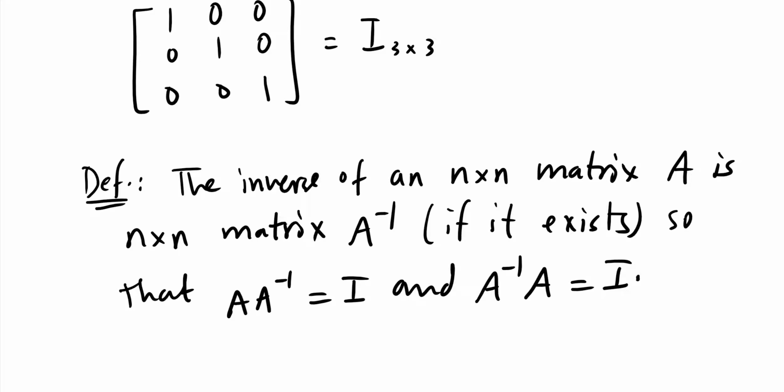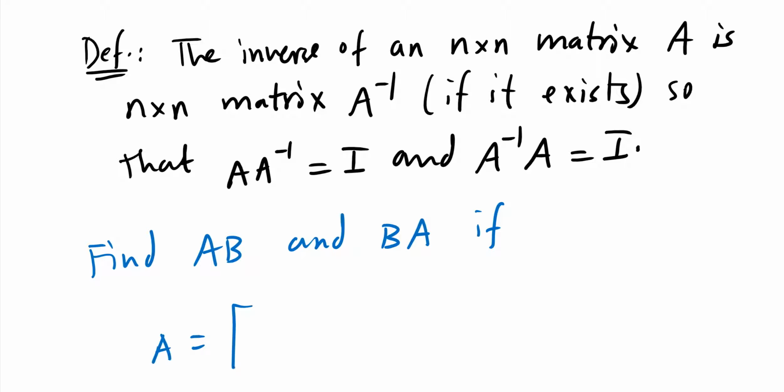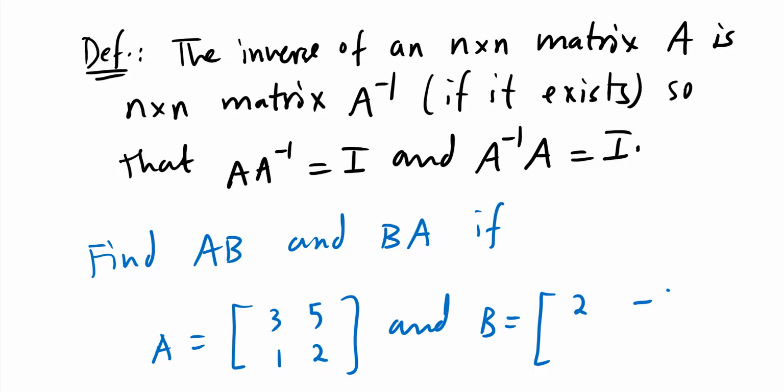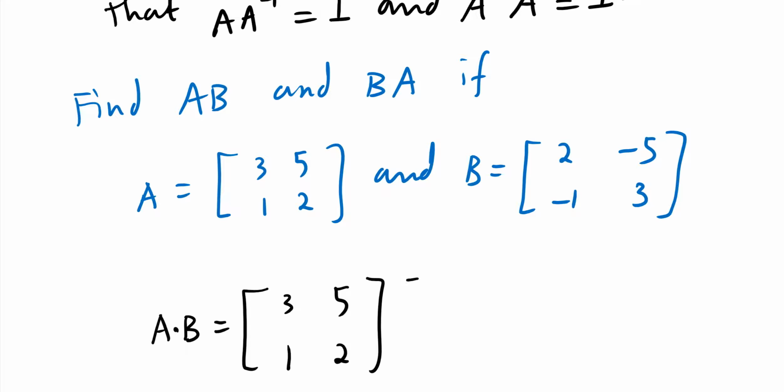Let's look at an example. Find AB and BA, meaning A times B and B times A, if matrix A is 3 1 5 2 and matrix B is 2 negative 5 negative 1 3. These are two matrices. We're going to multiply them as we learned in the previous section. A times B, or AB, is 3 5 1 2 multiplied with 2 negative 5 negative 1 3.